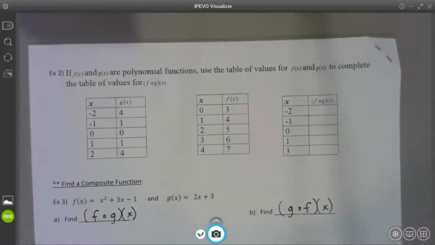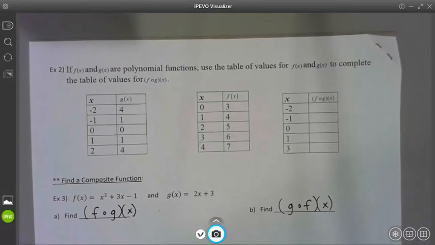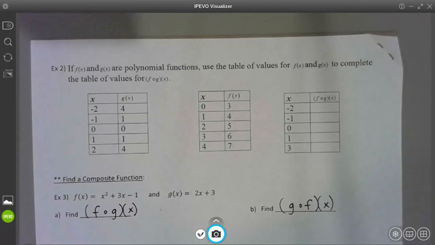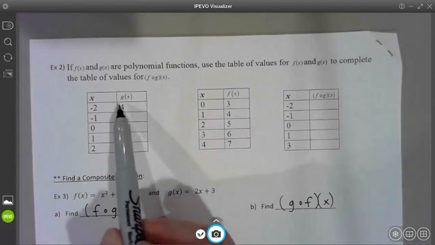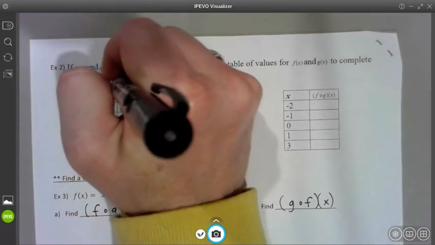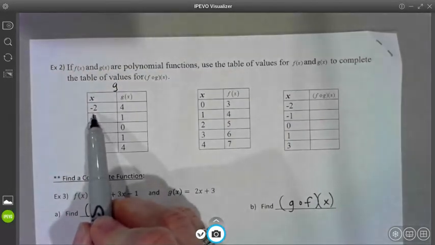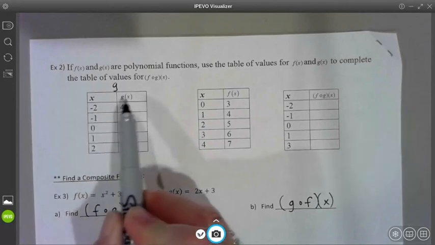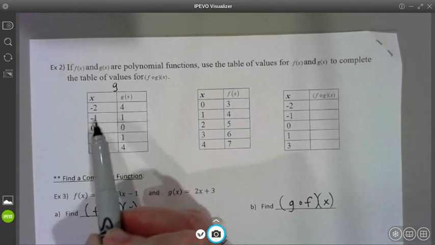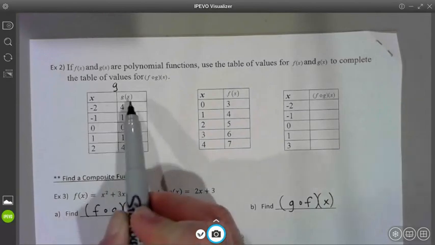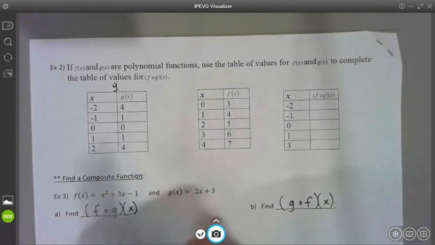All right. This one says, if f of x and g of x are polynomial functions, use the table of values for f of x and g of x to complete the table of values for f of g of x. So here they've given you a table of values for function g. So this is function g. When you plug this value of x into function g, it spits out a 4, right? So this is g of -2, a 4 comes out. When you plug -1 into function g, g of -1, it spits out a 1, and so on.